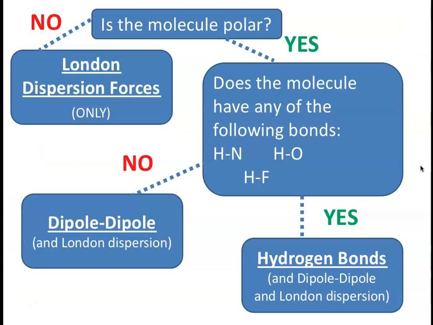So, lovely little chart. Start off, is the molecule polar? If it's not polar, it's London dispersion forces only, as we alluded to earlier. If it is polar, then we've got to figure out, does it have any hydrogen bonded to N, O, or F? If it does, then you can choose hydrogen bonds, or if not, dipole-dipole. Our goal here is choosing the strongest type of IMF that exists.